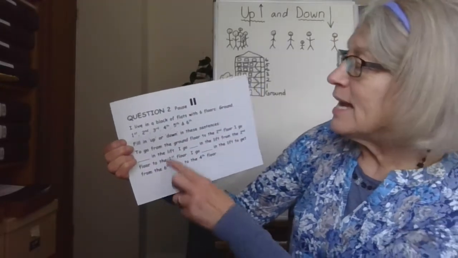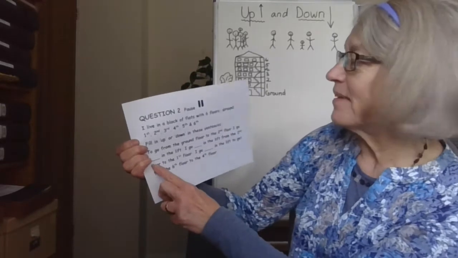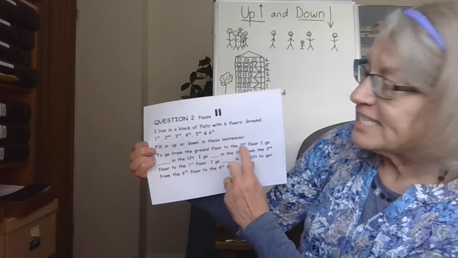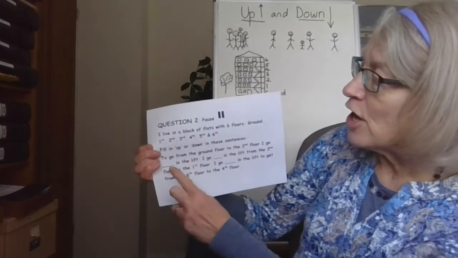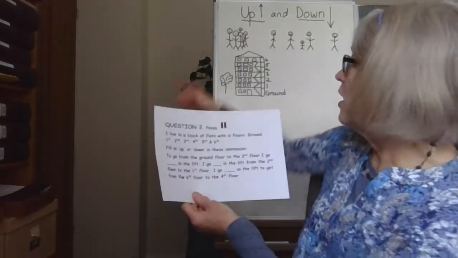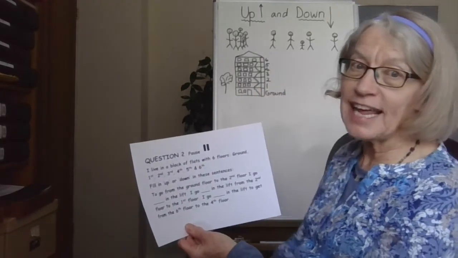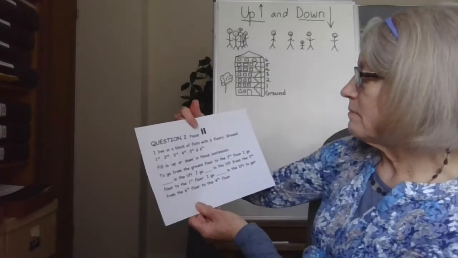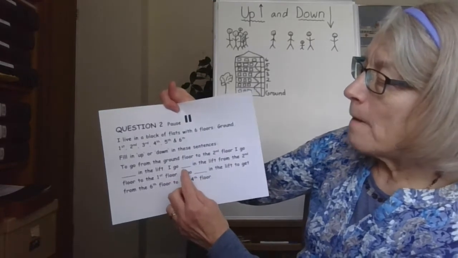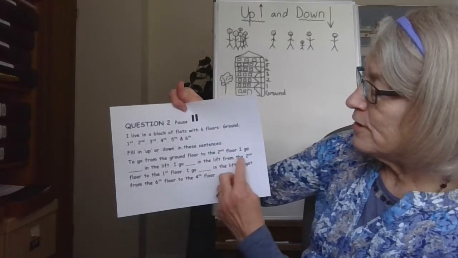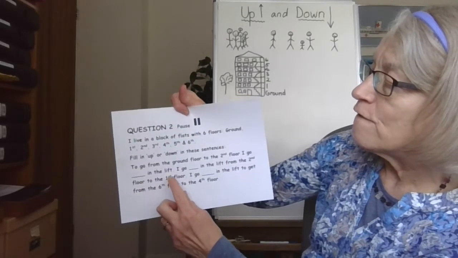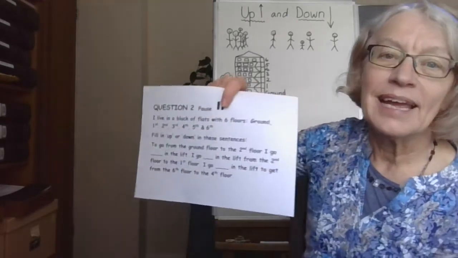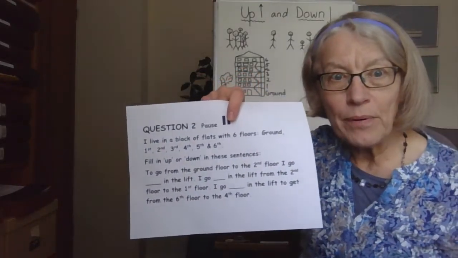And you'll know that when I leave a blank, I say "blank." So, to go from the ground floor to the second floor, I go blank in the lift from the ground floor to the second floor. Is it up or down? I go blank in the lift from the second floor to the first floor. From the second floor to the first floor. Is it up or down?